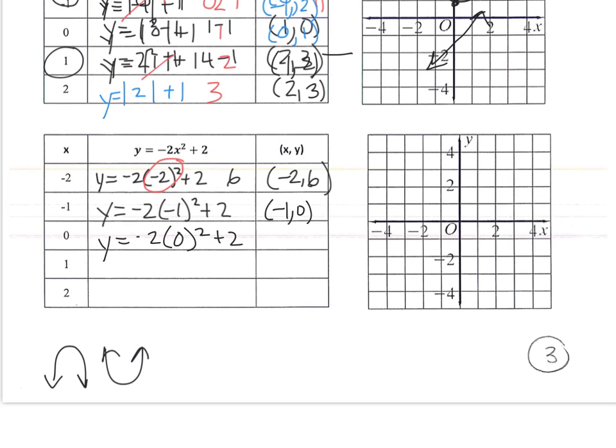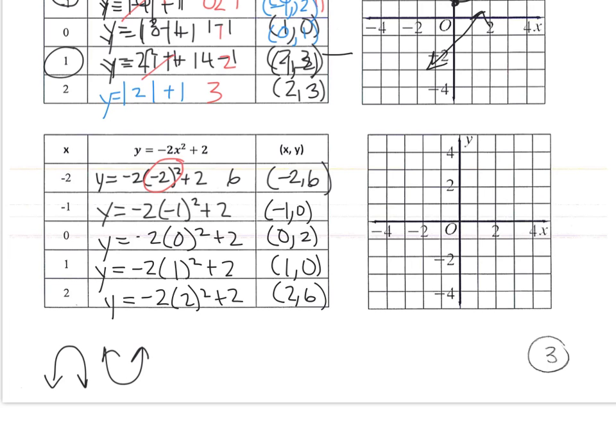And then I plug in 0. So 0 squared is 0. 0 times -2 is 0. 0 plus 2 is 2. So the ordered pair is 0, 2. Then I plug in 1. And then I plug in 2. And then I'm going to graph the points over here. So -2, 6 is kind of off the charts. -1, 0.